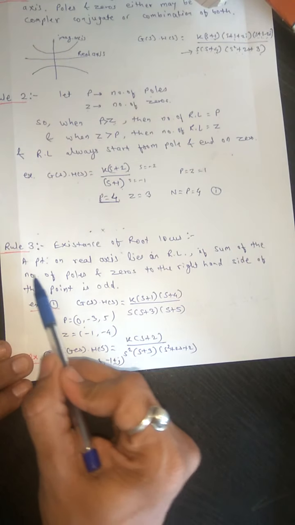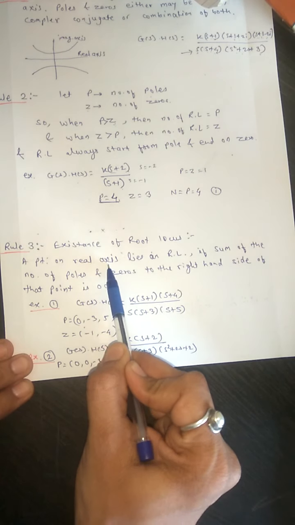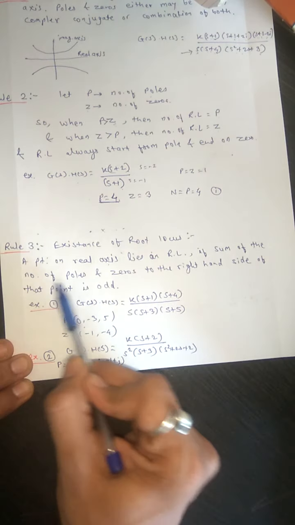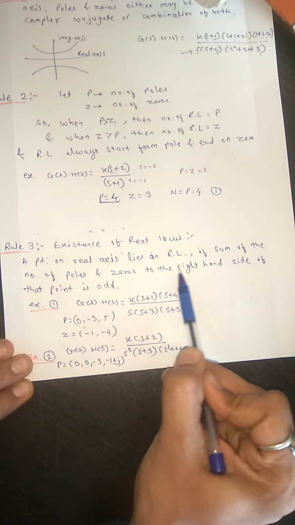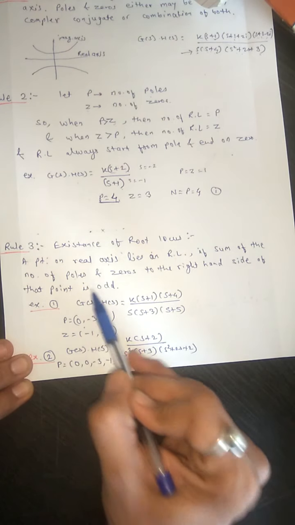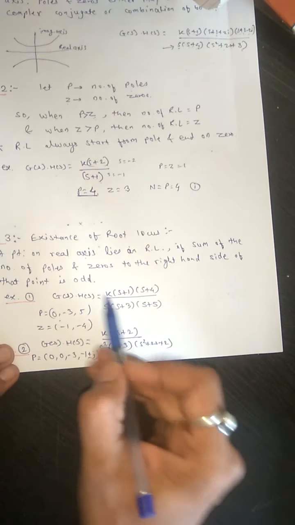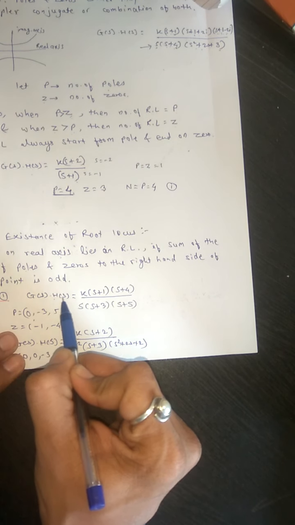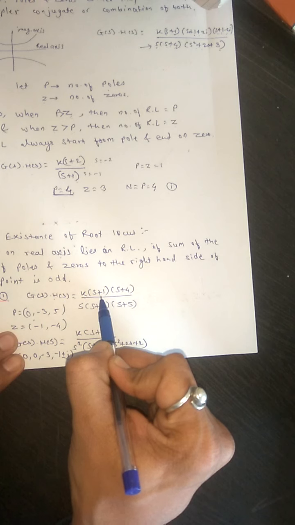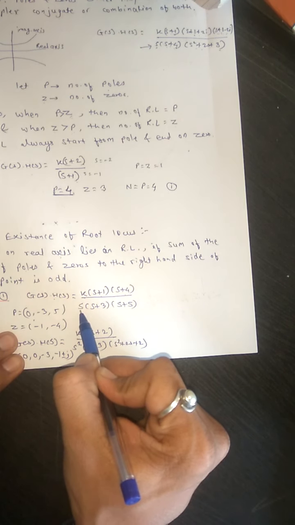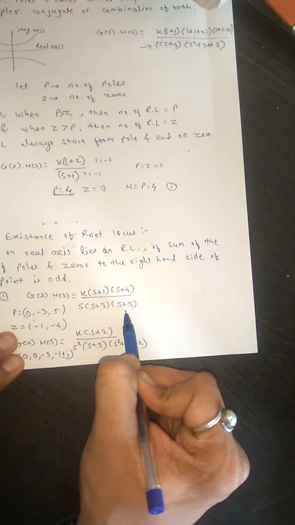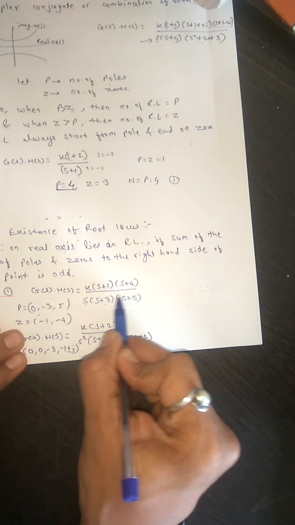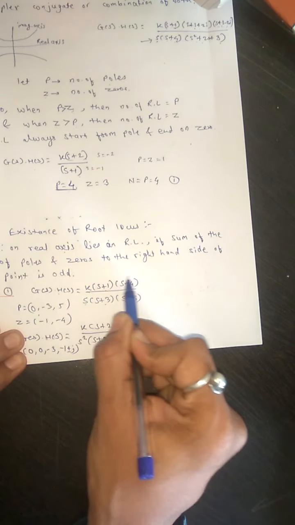Statement: a point on the real axis lies on root locus if the sum of the number of poles and zeros to the right hand side of that point is odd. Let us understand what it means. Suppose we have the example G(s)H(s) equal to K(s+1)(s+4) by s(s+3)(s+5). This is a question. I told you these are the poles and these are the zeros.